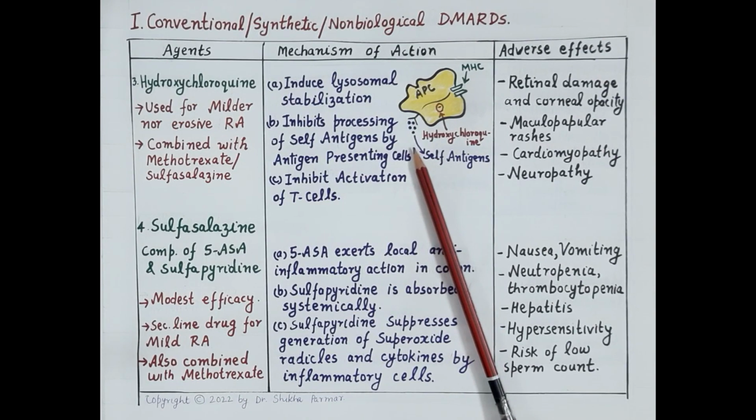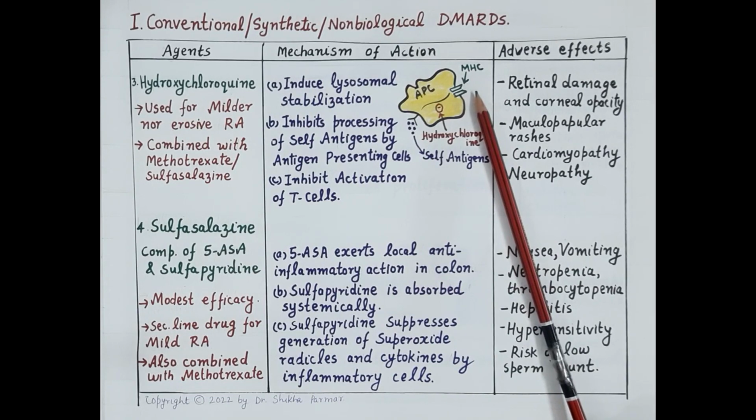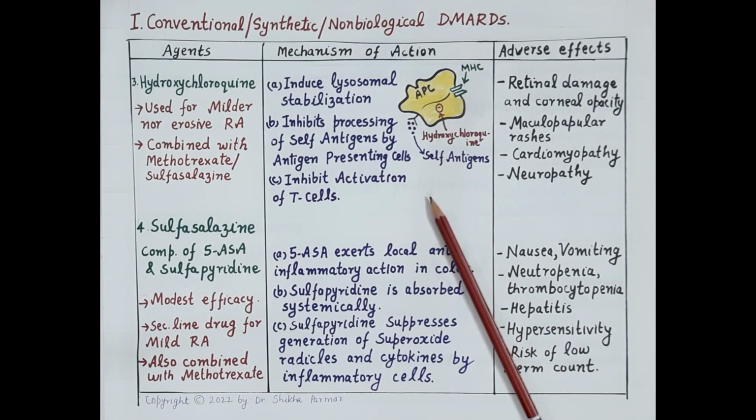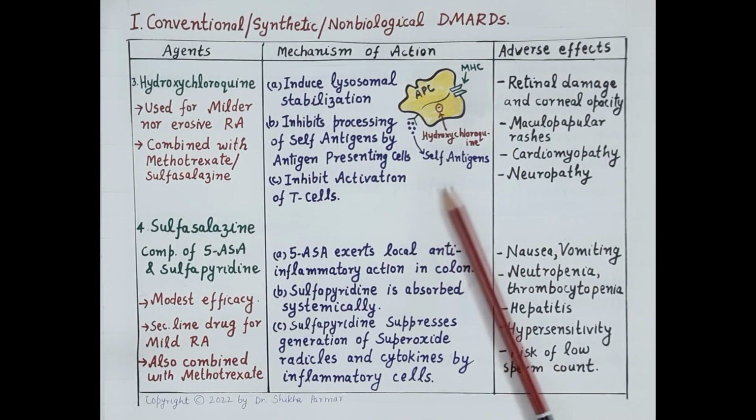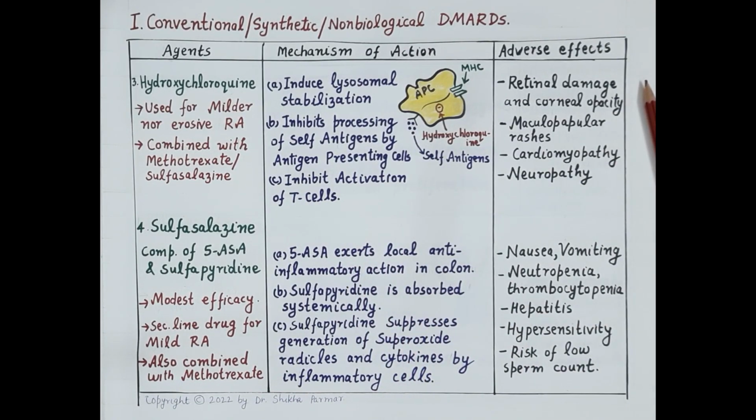So, these antigens are not processed and are not assembled on the major histocompatibility complex. Thus, T cells are not activated. Synthesis of cytokines and further activation of B cells and macrophages is also inhibited. So, this is how hydroxychloroquine produces anti-rheumatic effect by inhibiting activation of T cells. Now, hydroxychloroquine accumulates in the tissues causing retinal damage and corneal opacity. It causes maculopapular rashes, and rarely it produces cardiomyopathy and neuropathy.